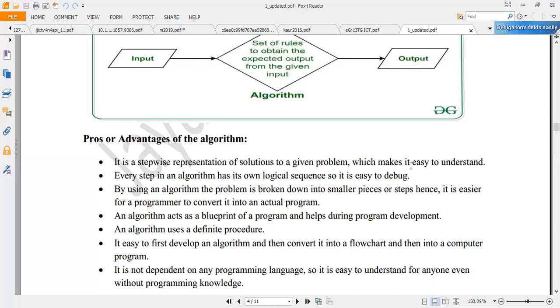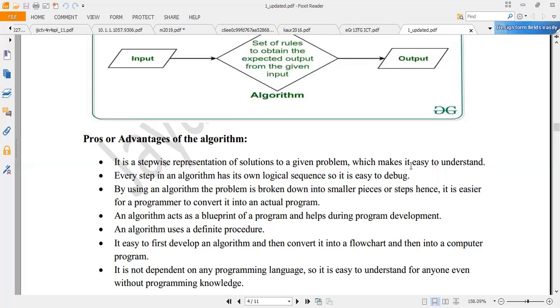In addition, an algorithm uses a definite procedure. It is easy to first develop an algorithm and then convert it into a flowchart and then into a computer program. This is the process we follow in developing programs using programming languages. We identify the problem. We go through the stepwise problem solving. Then we develop the algorithm. Then the algorithm moves to a flowchart, linear actions. Then we write down that program using the programming language.